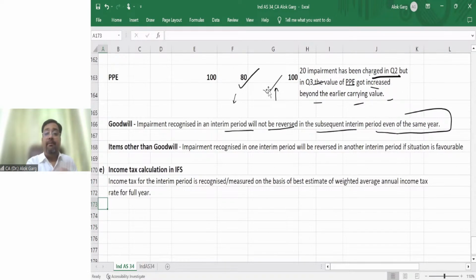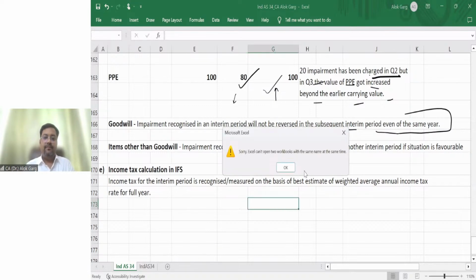And the most important part from the examination perspective as well. Most important part, friends. What is that? Income tax. Sir, how is this income tax required to be measured, how is this income tax required to be recognized, how is this income tax required to be calculated? Let's say the income tax rate is 25%. But now how is this income tax going to be measured?